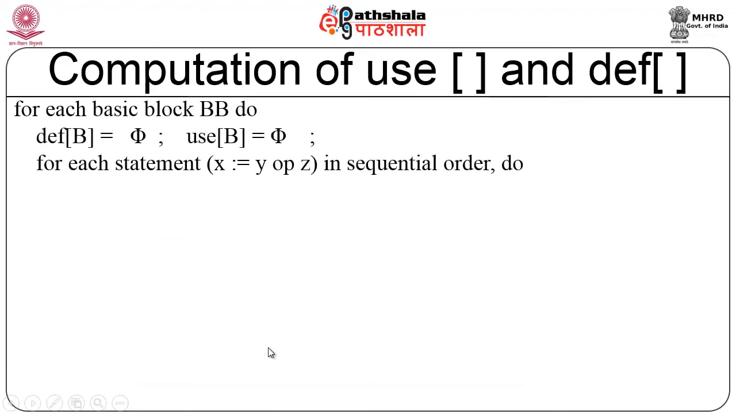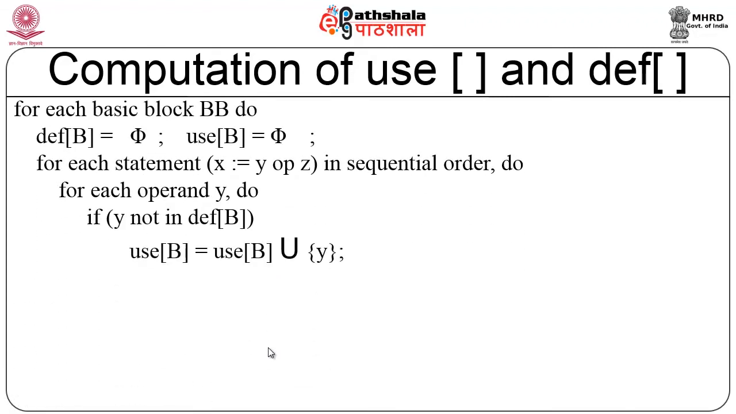Now definition and use could also be computed, where use of B is use of B union Y, provided Y is not in definition of B. Definition is what is defined by a particular statement. So definition of B is definition of B union X, where X is on the LHS. So you say it is defined, and Y will be included in use provided Y is not defined. If I am using a particular variable, I should not define it in that particular block itself. So this is the computation of definition and use.